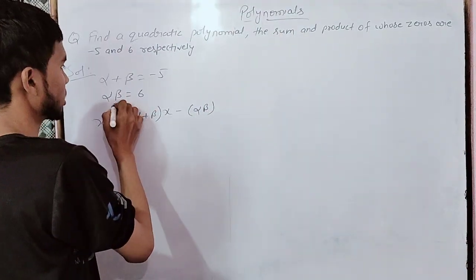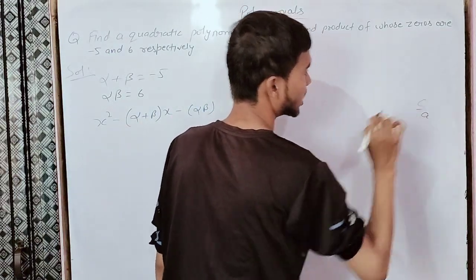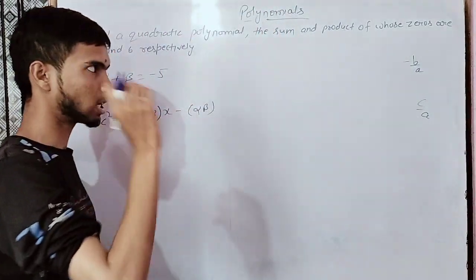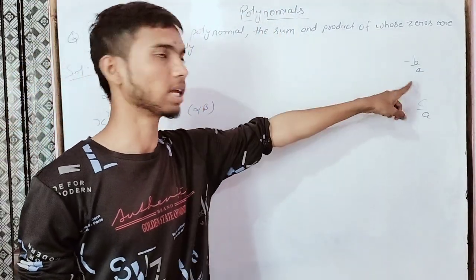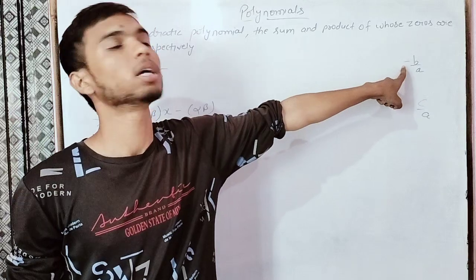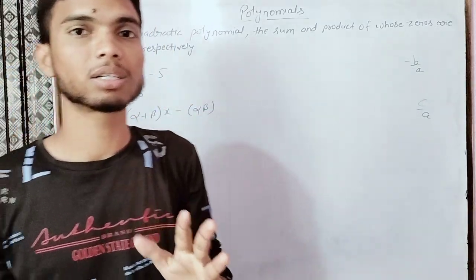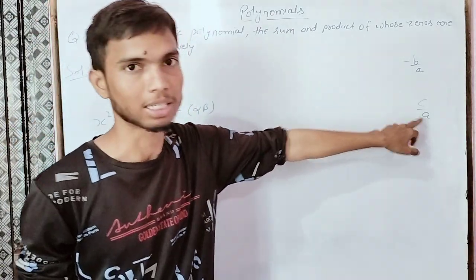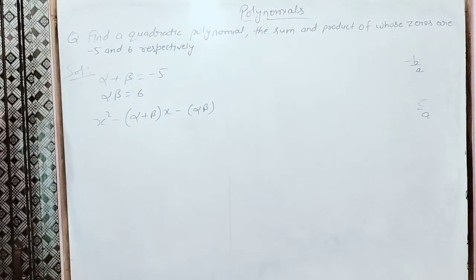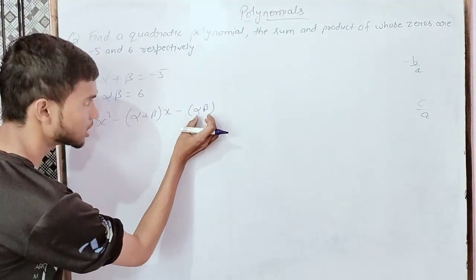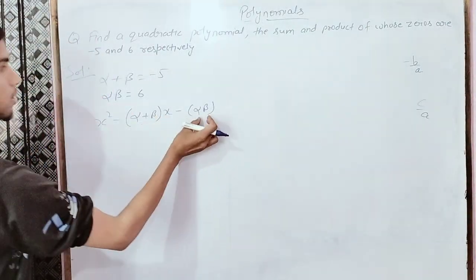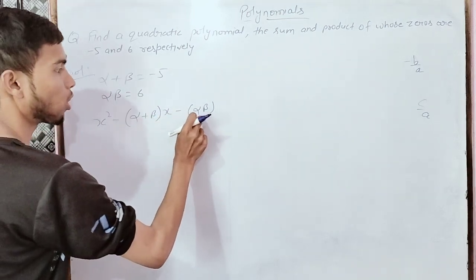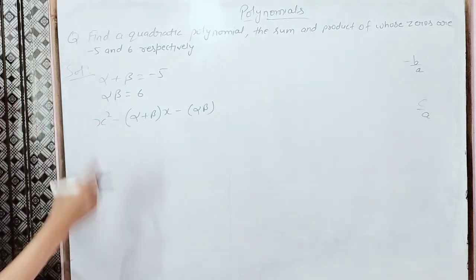So, c upon a. C is a constant number. Minus b upon a: minus b is a coefficient number, and a is also a coefficient number. But in this case, there is nothing but a constant number, which is the product of two zeros. So of course we cannot put this here, from here till here, because this is a constant number and this is a coefficient number.